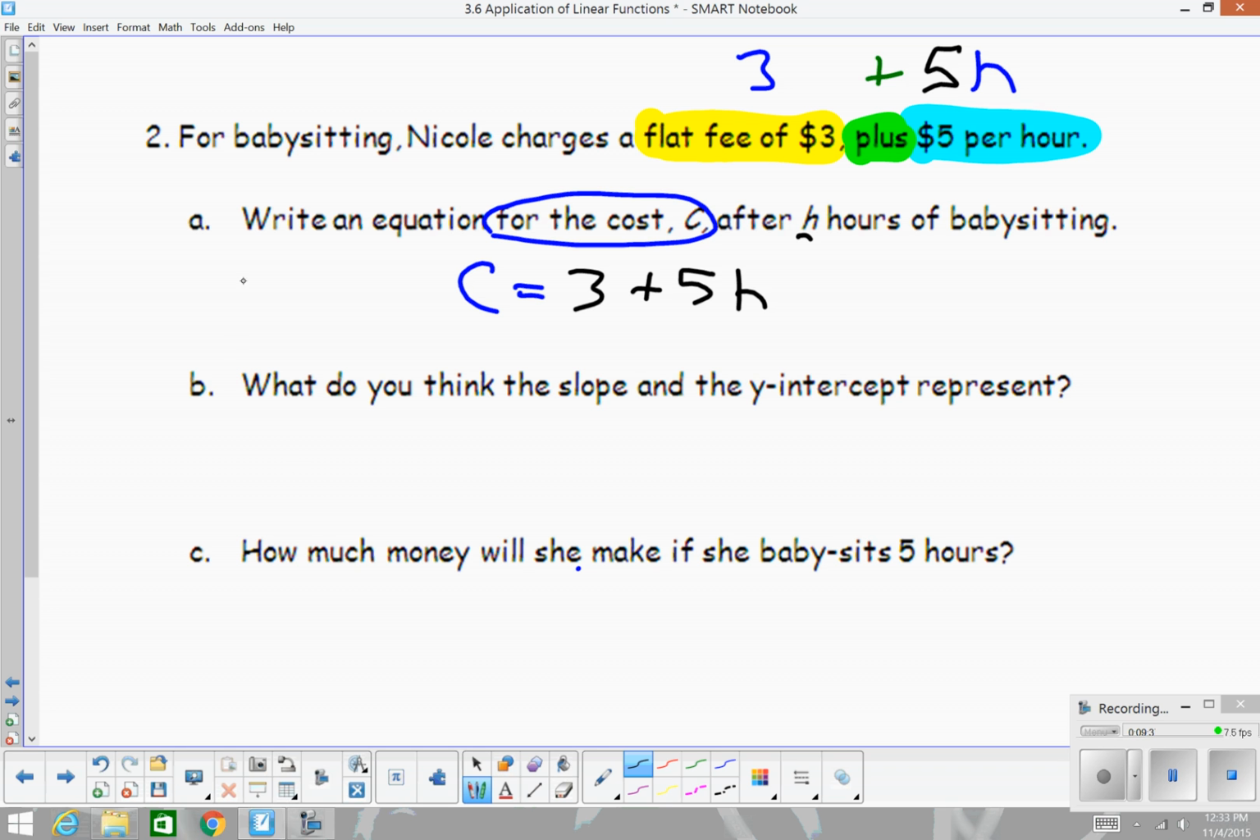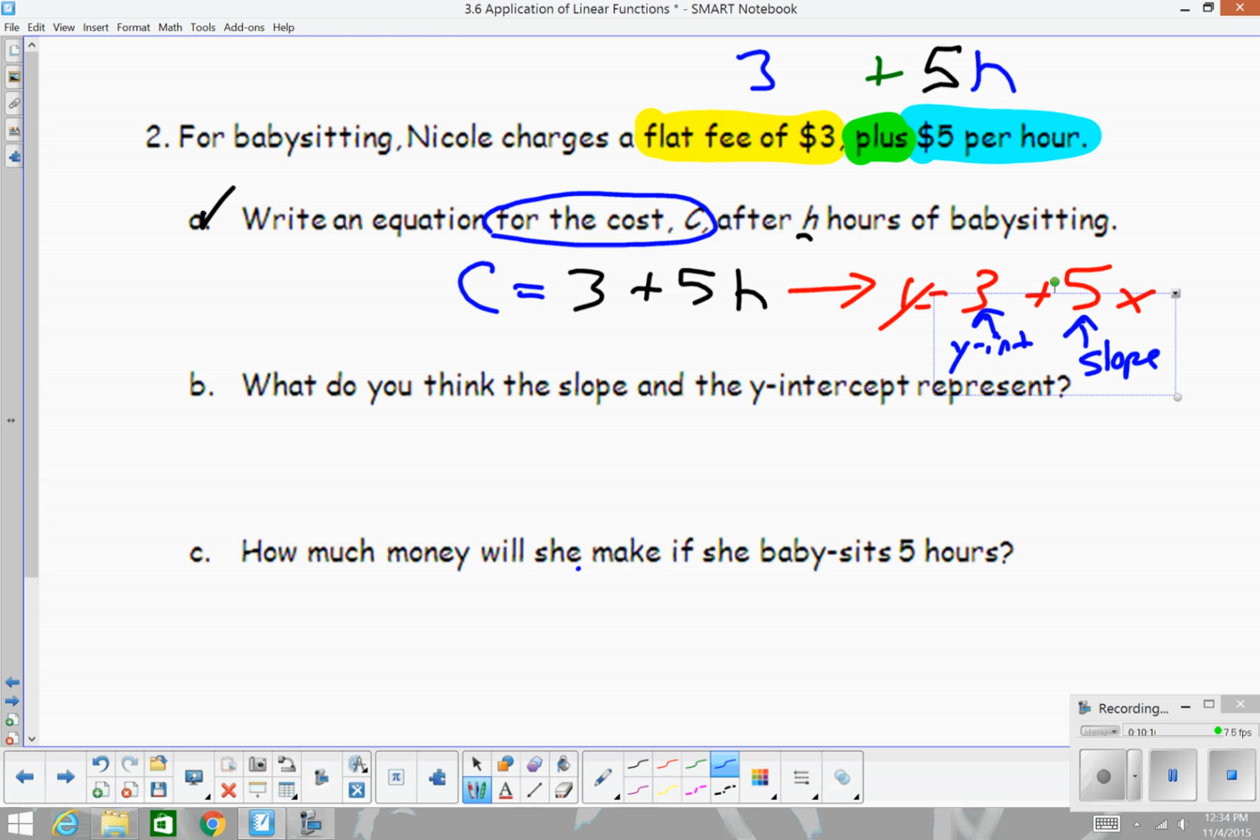Now, letter B is unique. I kind of broke it down in the last question. If I have C equals, that's the same thing as saying y equals what? 3 plus 5, and instead of H, it's the same thing as saying x. So now looking at that type of equation, it's in slope-intercept form, as we know. Your slope is the number that's always next to x, and your y-intercept is always going to be the other number.